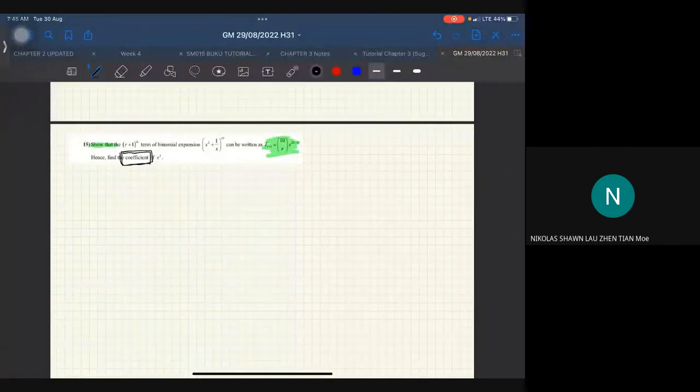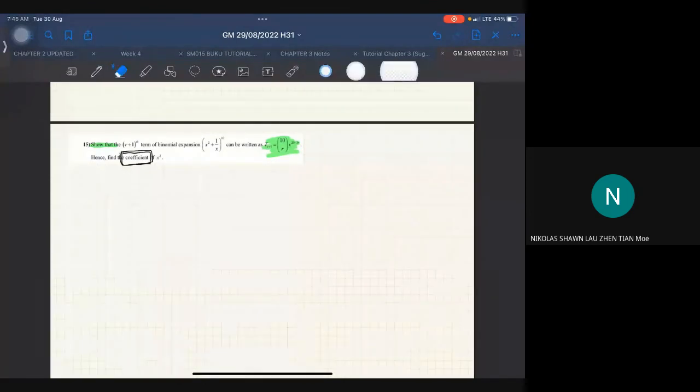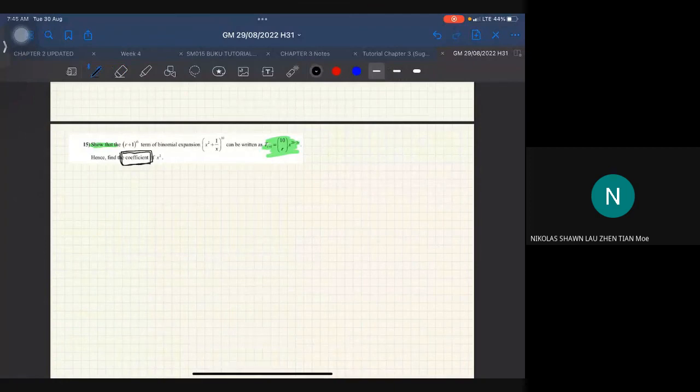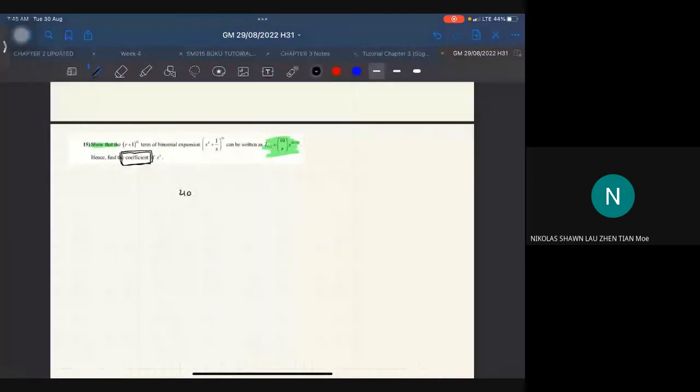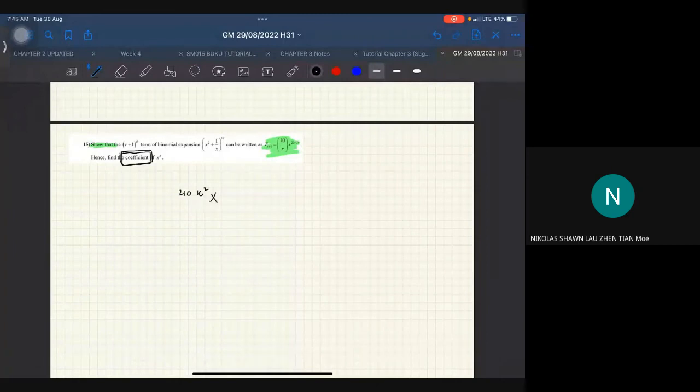Kalau awak bagi sekali dengan x square, let's say awak tulis jawapan akhir awak 210 x square, ini dikira salah sebab dia tak minta term yang kita nak. Dia nak coefficient of the term, coefficient of the x square. So inilah jawapan kita, 210. Kena baca dan fahamkan soalan tu betul-betul. Right, so itu adalah nombor 15.